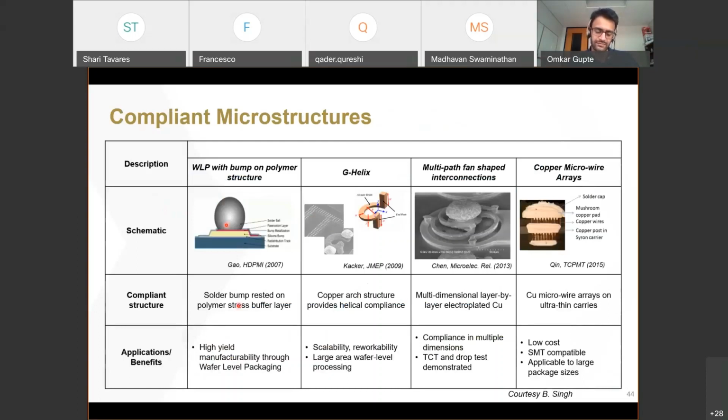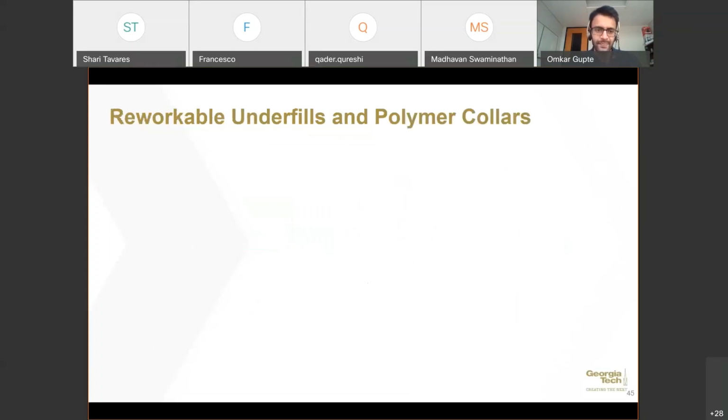As for compliant microstructures, these are essentially small structures that are fabricated on the pad, which help in absorbing the stresses that are generated, so that the solder by itself doesn't have to absorb all the strains. For instance, in this case, there is an elastomer or a silicone bump placed under the solder, which helps in absorbing some of the stresses. These are different interconnect structures, which again do the same role of helping distribute these stresses and not letting the solder absorb all the stresses, which improves the life of the solder.